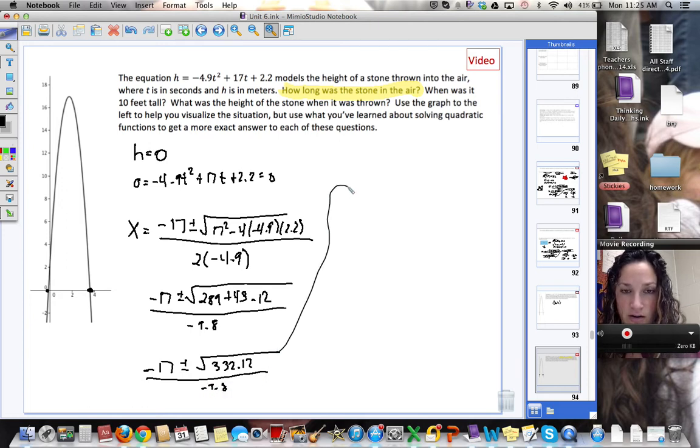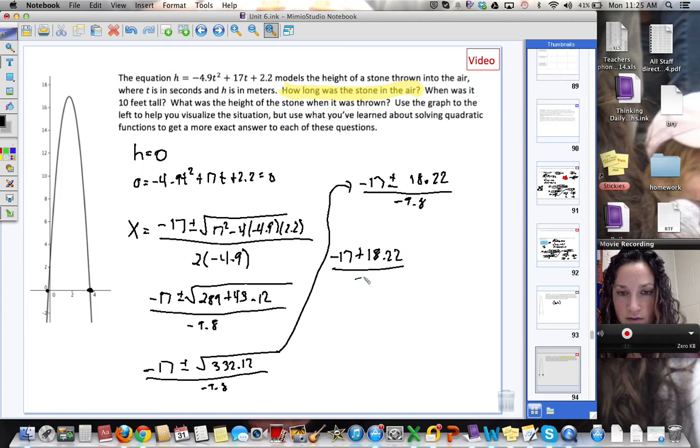So I'm going to draw a little arrow over here. So I'm going to have negative 17 plus or minus 18.22 all over negative 9.8. So I'm going to have negative 17 plus 18.22 over negative 9.8.